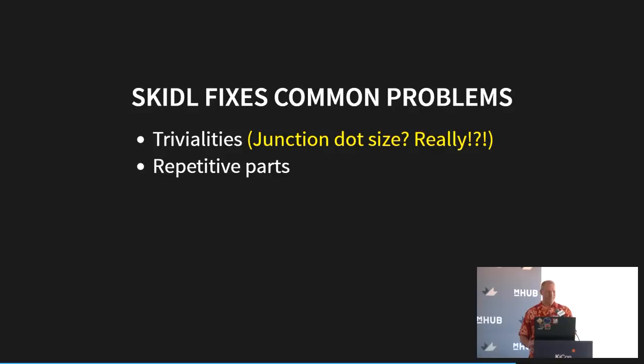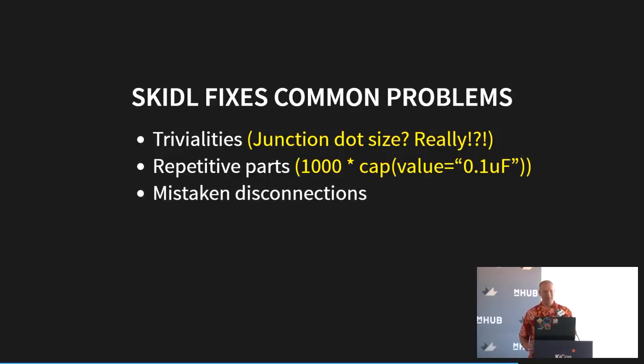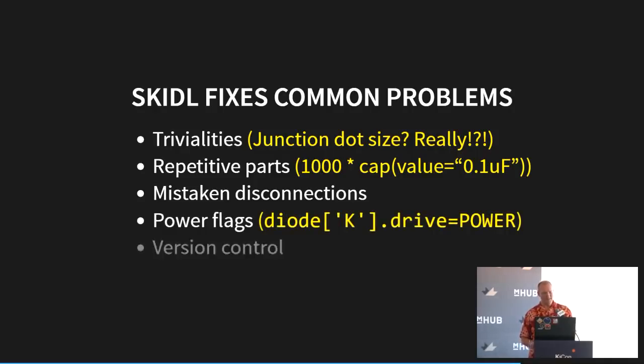Repetitive parts. You want 1,000 bypass capacitors? I got 1,000 bypass caps for you right there, and I can hook them up too. Mistaken disconnection. Sometimes you'll move a schematic one way or the other. Maybe a part will fall off of a wire, and then it's not on the wire anymore, and it's a disconnection. You can't do that with SKiDL because that just doesn't happen with text. Power flags, I'm not going to go through that right now.